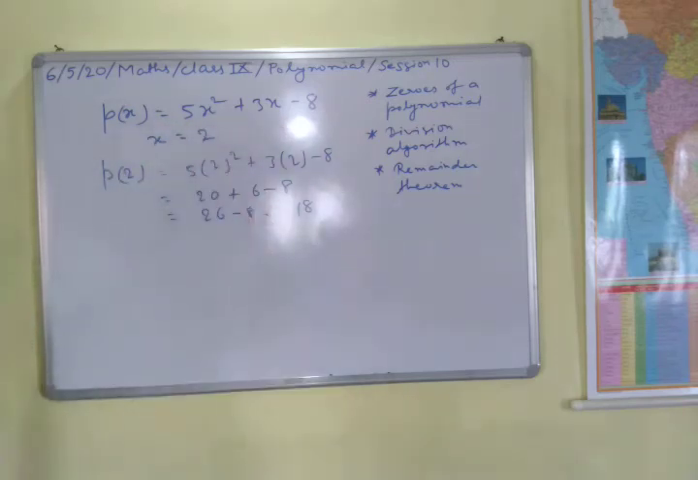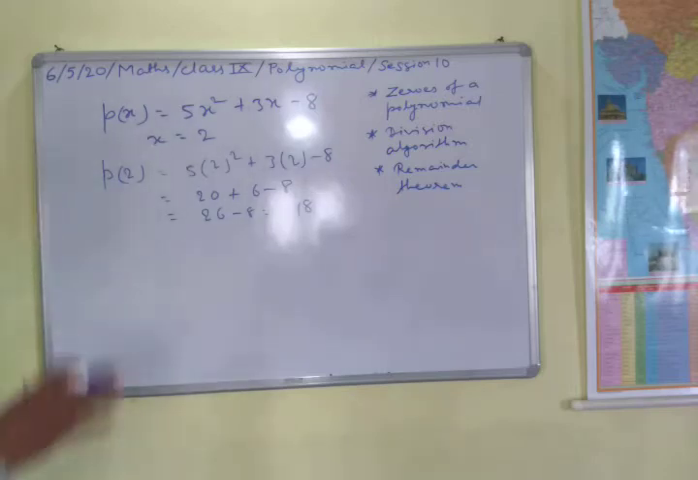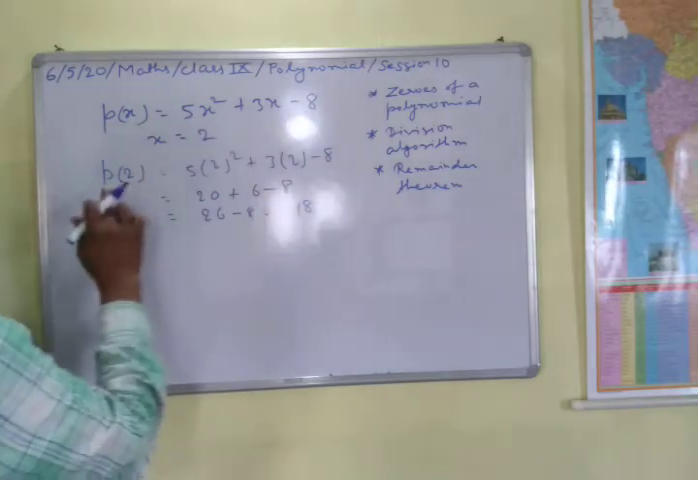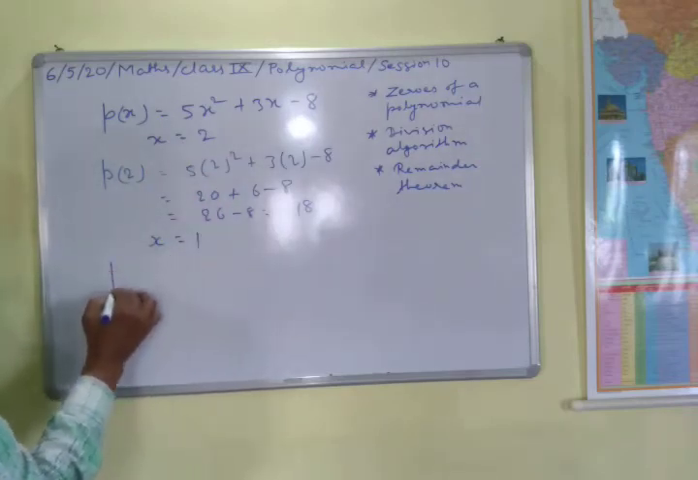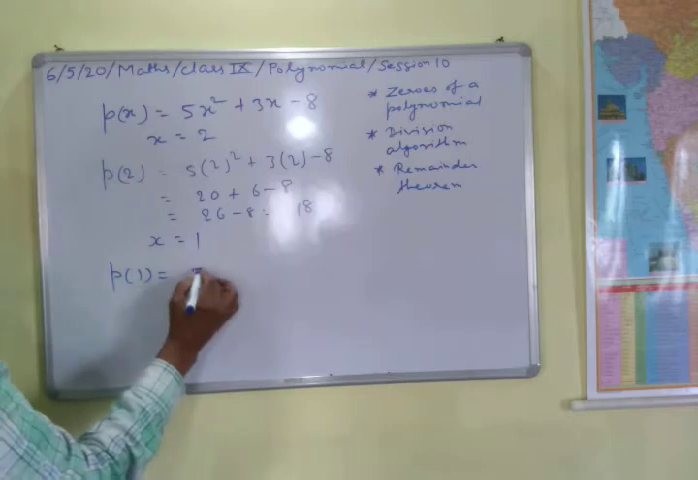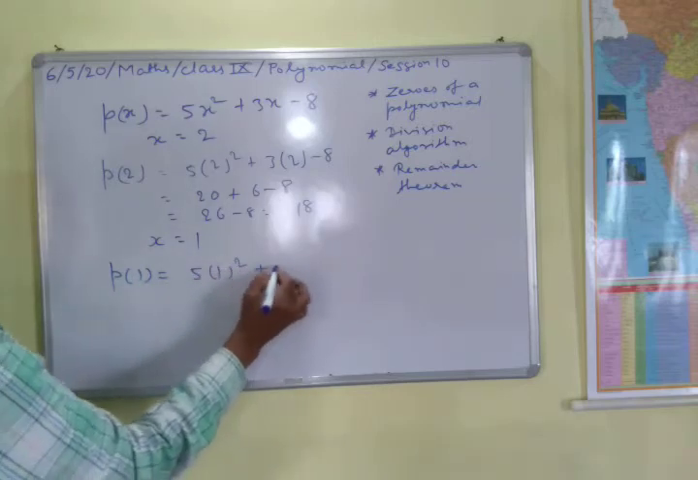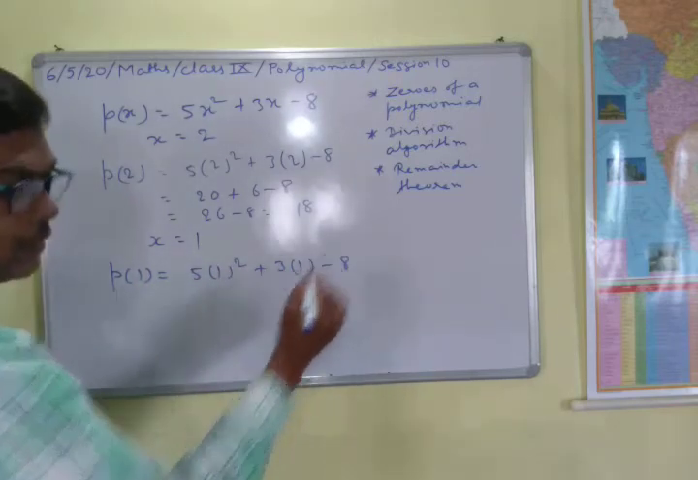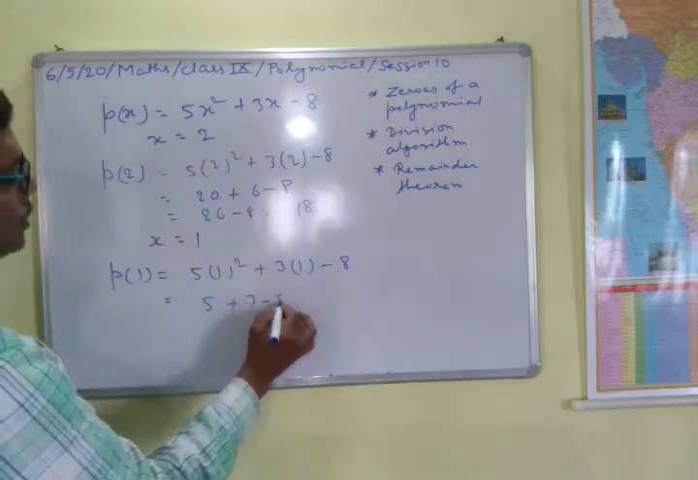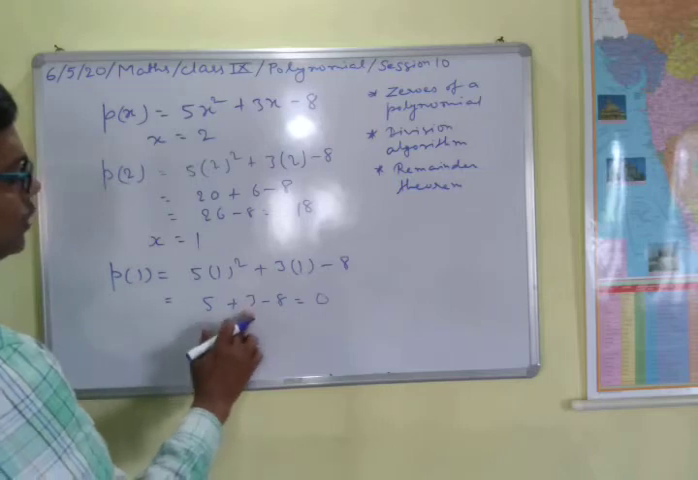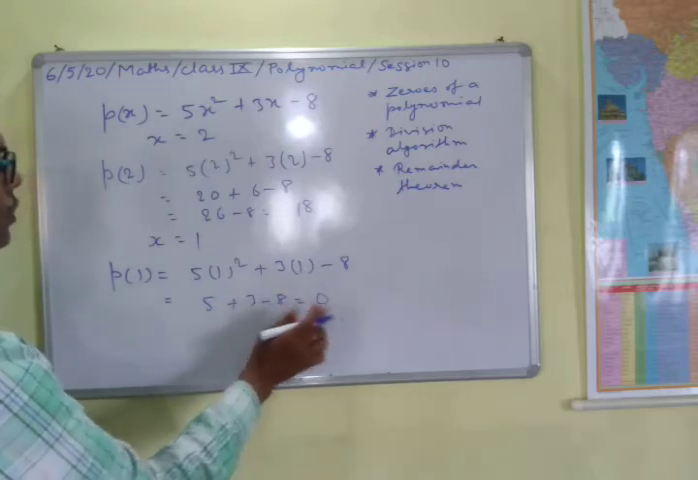Now take another example. In the same polynomial, this time take x equal to 1. Now what will happen here? See, p(1) equal to 5 into 1 square plus 3 into 1 minus 8. Now solve: 5 plus 3 minus 8 equal to 0. 5 plus 3 is 8, 8 minus 8 is 0. So this is 0 here.